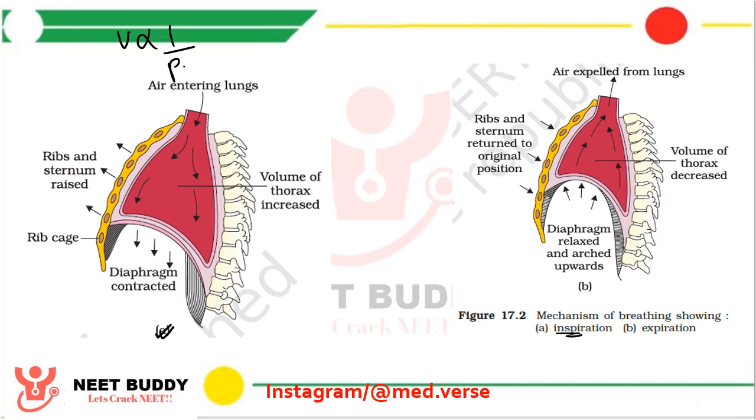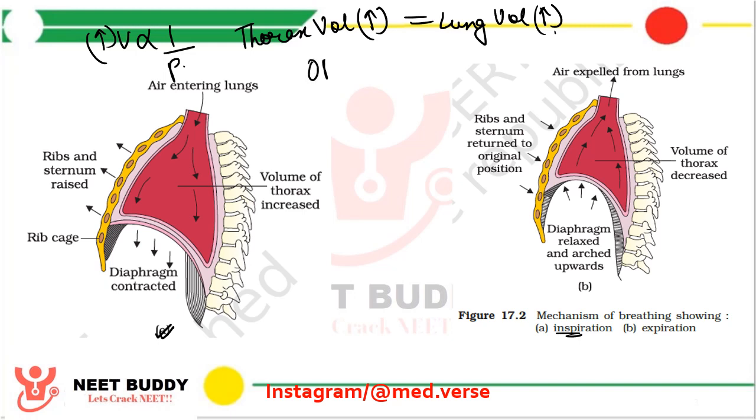Now what did I say in the previous slide? I told you that if we increase the volume of the thorax, then obviously our lung volume also increases. And why does that happen? That happens because our outer pleura is attached to the thorax and the inner pleura is attached to the lungs, and there is a negative pressure between these pleurae. So between the outer and inner pleura we have the pleural fluid, which creates a negative pressure. Whenever the outer pleura moves out, the inner pleura also moves out, along with the lungs, and the volume of the lung increases. So this is what is happening in inspiration.